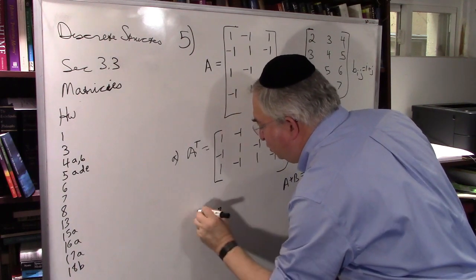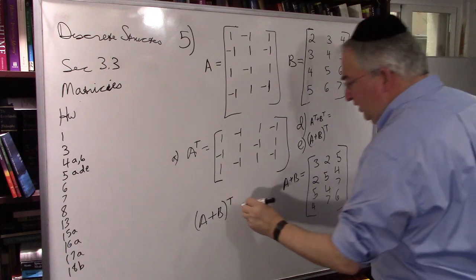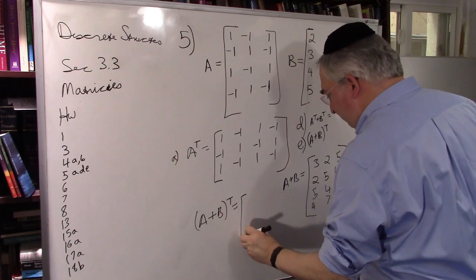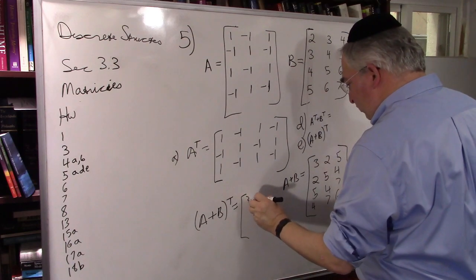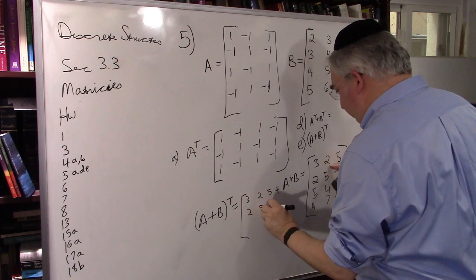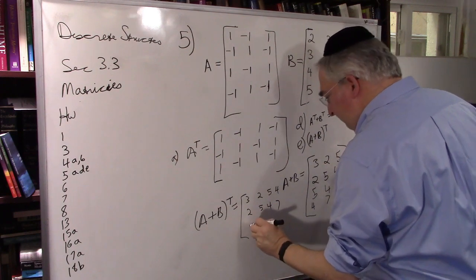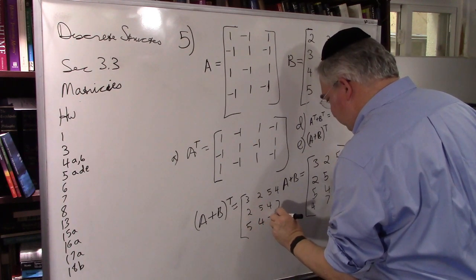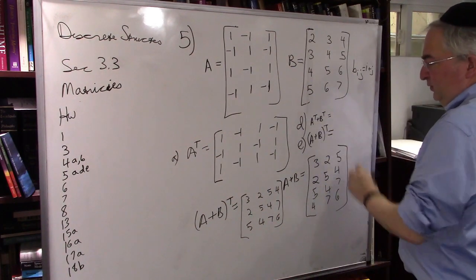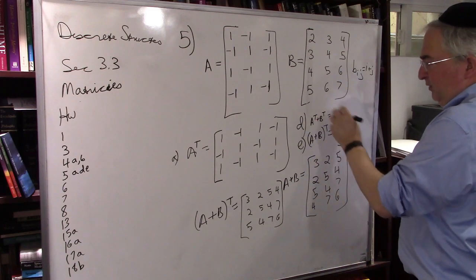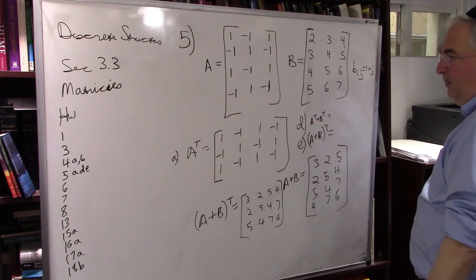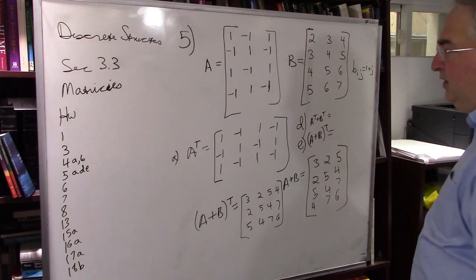And now we want A plus B transpose, which is equal to 3, 2, 5, 4, 2, 5, 4, 7, 5, 4, 7, 6. And that's equal also to that. I'm sorry, these two things are equal. If you add things and you transpose it, it's the same thing as transposing each one of them and adding them. Okay, so that's 5. Let's do 6.